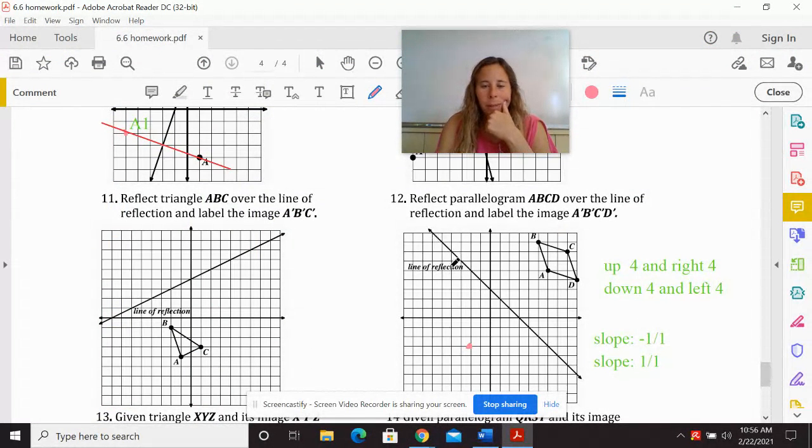Anyways, okay, so this is A. I meant to label that A1.